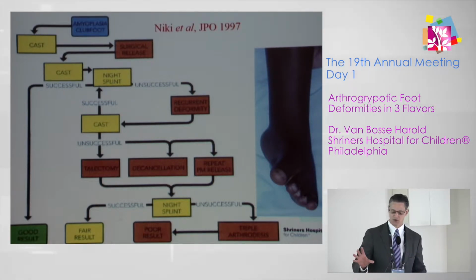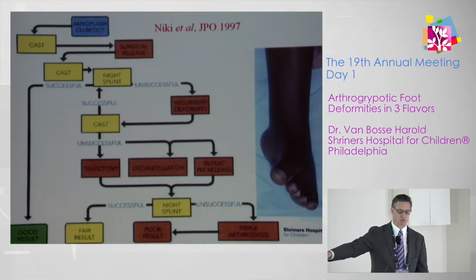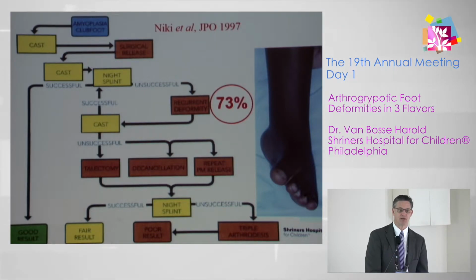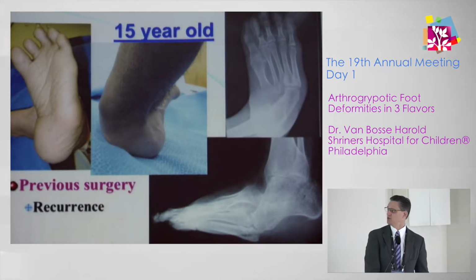There are some papers out there that show that if your first procedure is soft tissue on these club feet, the second one is going to be bony, and they become more and more ablative. And you can see at the bottom here, you go anywhere from fair results down to poor results. And how often does that happen? Well, 73% of the time this happens. So it's a lot of recurrences that end up with bad findings, and this is what you really want to avoid.